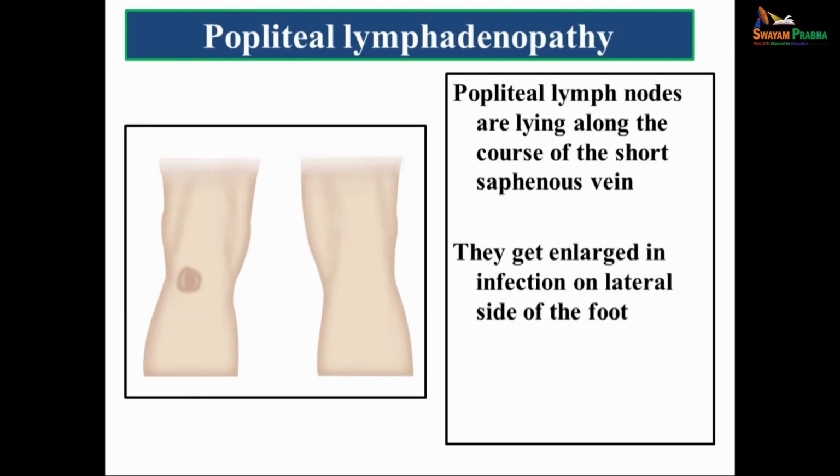The lymph nodes which we saw in the popliteal fossa can be enlarged. That's called popliteal lymphadenopathy. There are about 6 to 7 small lymph nodes present in the popliteal fossa. The popliteal lymph nodes lie along the course of the short saphenous vein. They get enlarged in infections on the lateral side of the foot because that is the drainage area of these popliteal lymph nodes.